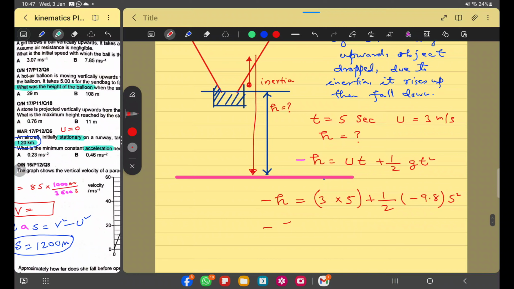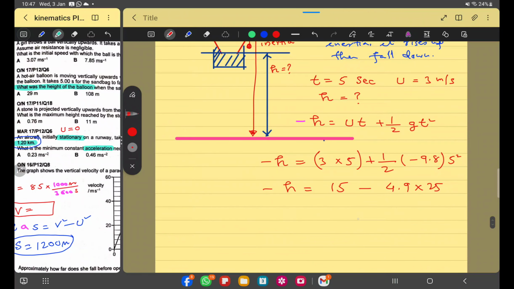Okay, now I am solving. 3 times 5 is 15 minus 4.9 into 25. 9.8 divided by 2 is 4.9. 4.9 multiply 5 square, that is 25. It is 122.5.